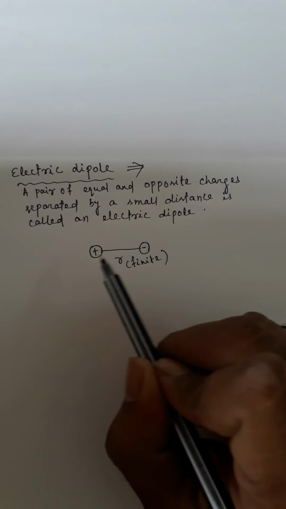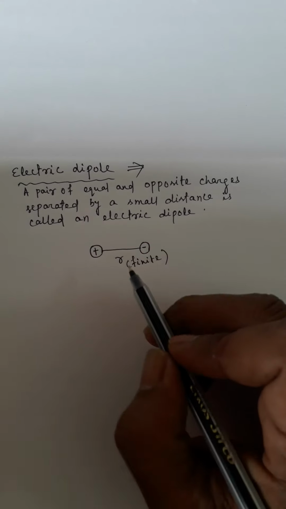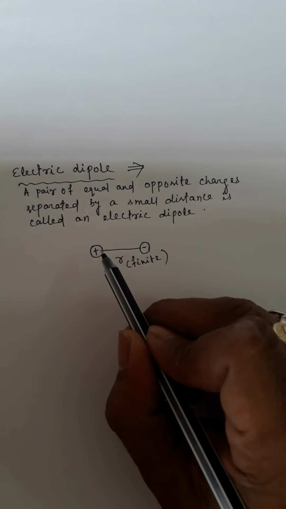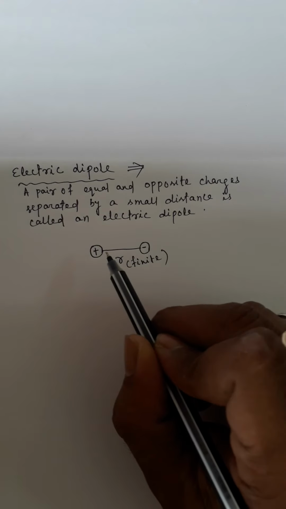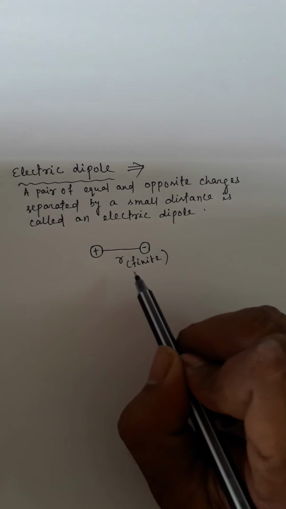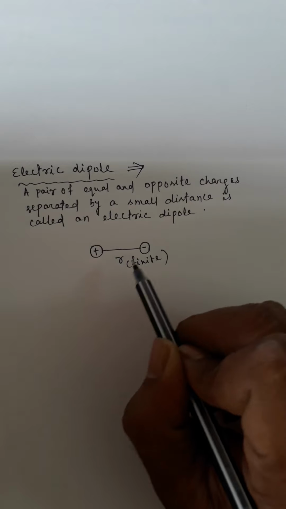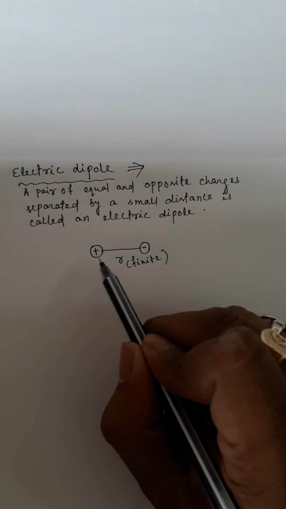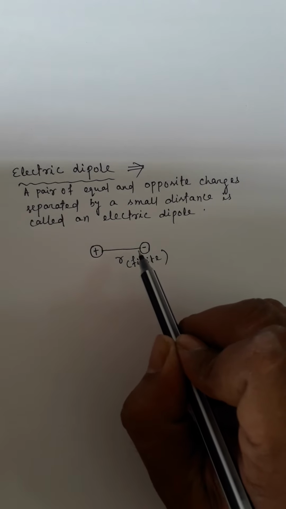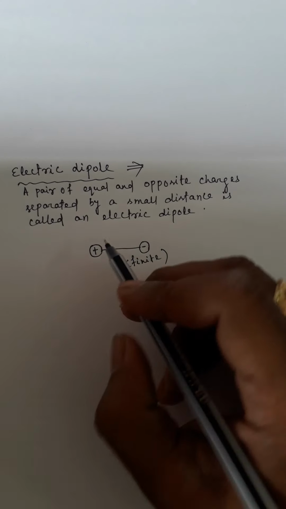They will attract each other, but they are kept separated. These two charges are separated by a small distance, and this distance is finite. That means this distance is fixed. And now this pair of two charges has the same magnitudes.